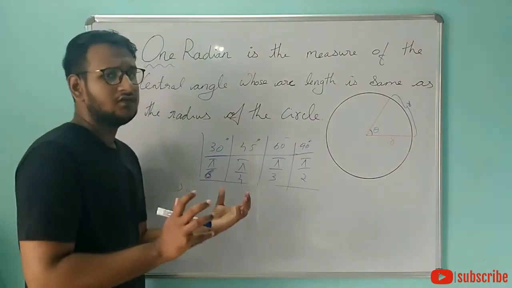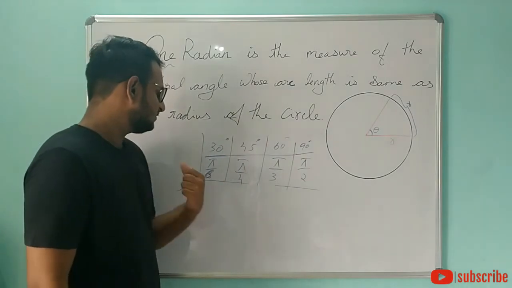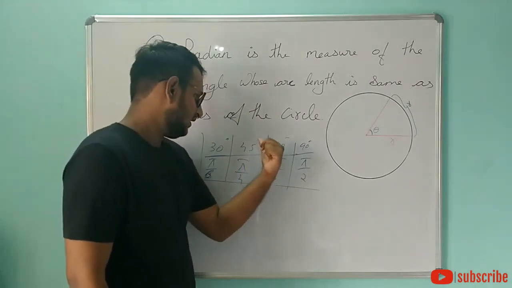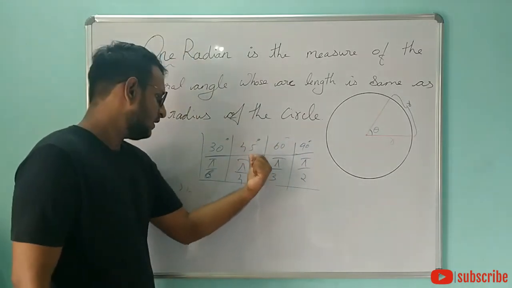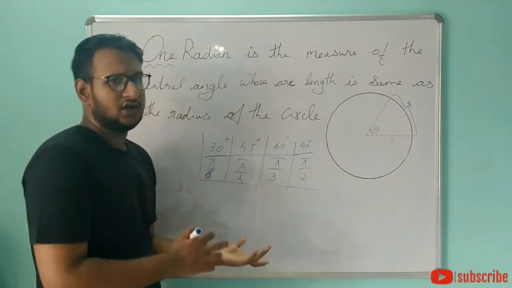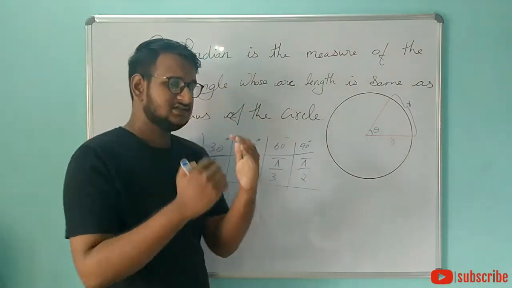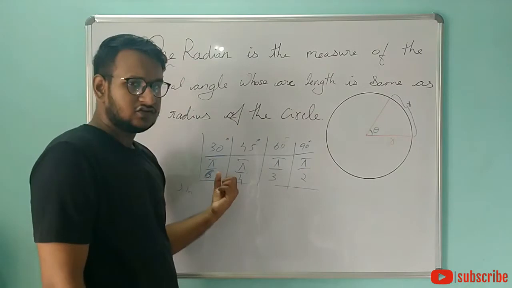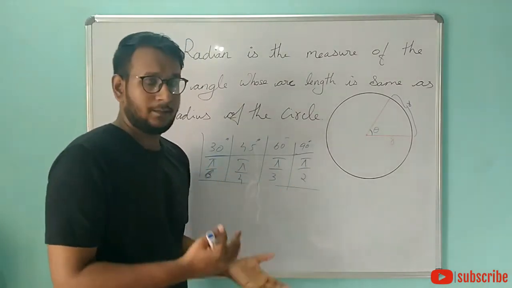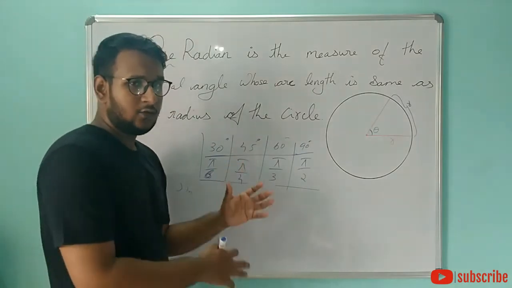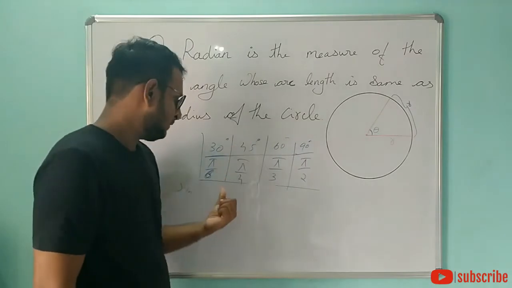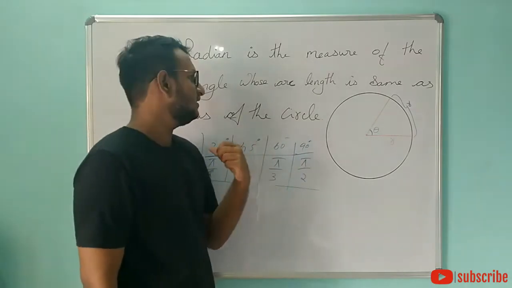But what we usually do is memorize this. For 30 degree the radians value is pi by 6, for 45 degree the radians value is pi by 4, 60 degree pi by 3, and 90 degree pi by 2. We usually memorize things, but we never thought about why we have pi by 6 or pi by 3 or pi by 4 or pi by 2. So I am going to explain that. This is called the radians value of degrees.